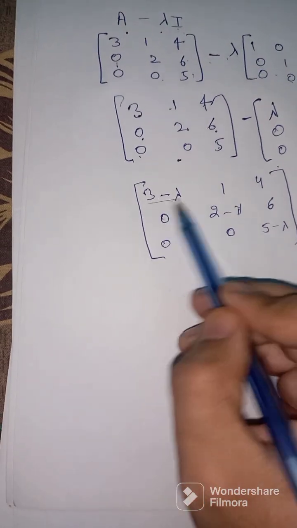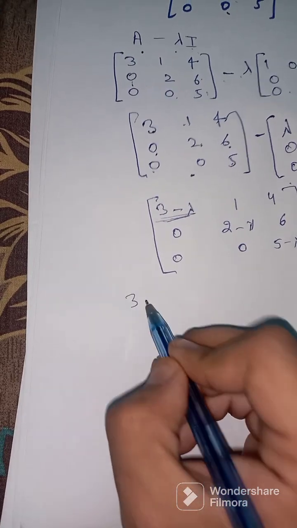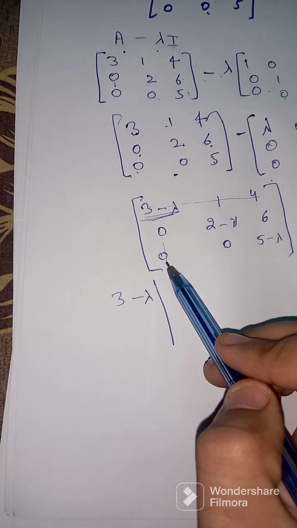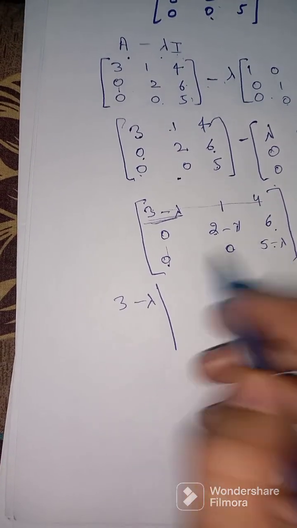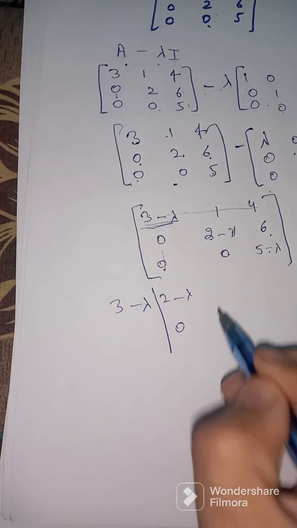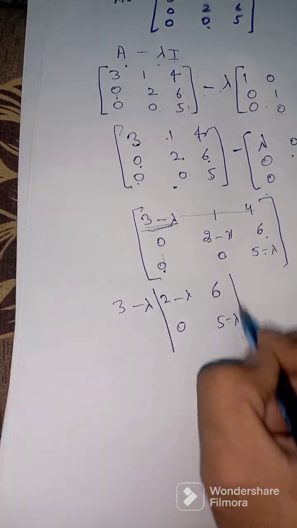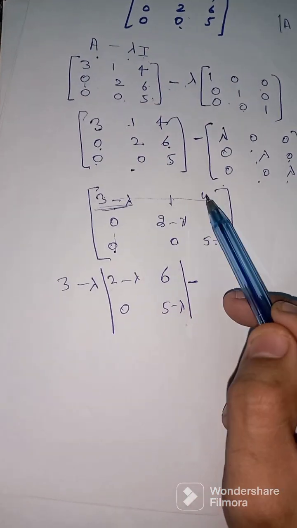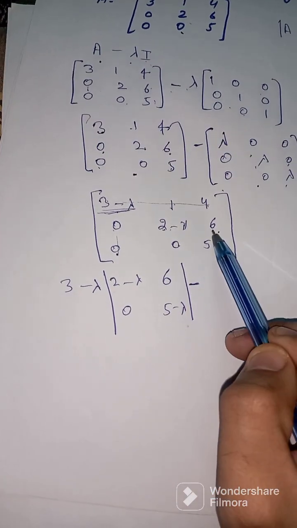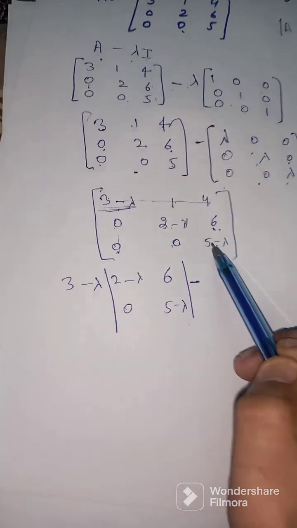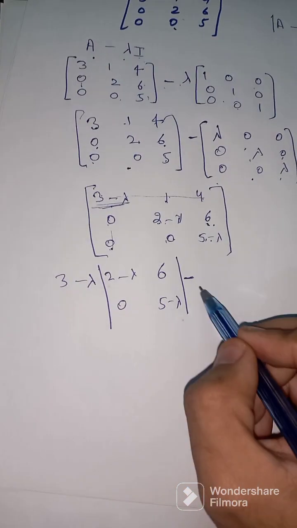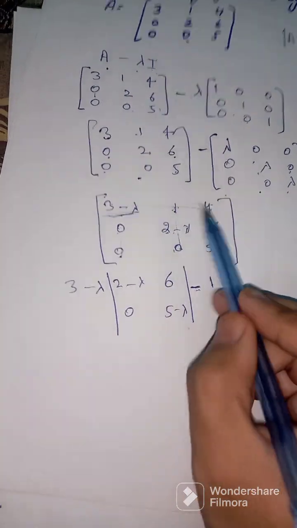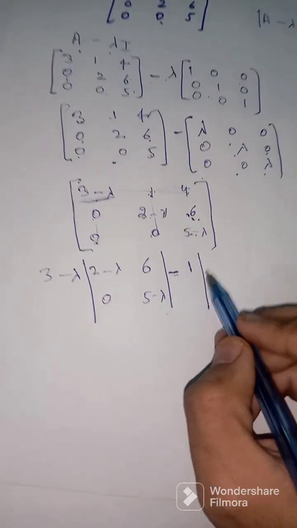Okay, for the determinant, the first one, when I write the first one, 3 minus lambda here, neglecting the first row and the first column, you will get the determinant 2 minus lambda, 6, 0, 5 minus lambda. Then the minus sign, the second one: this one is a11, a12, a13, a21, a22, a23, a31, a32, a33. So for a12 with minus sign 1, now neglect the second column and the first row, you will get 0, 0, 6, 5 minus lambda.